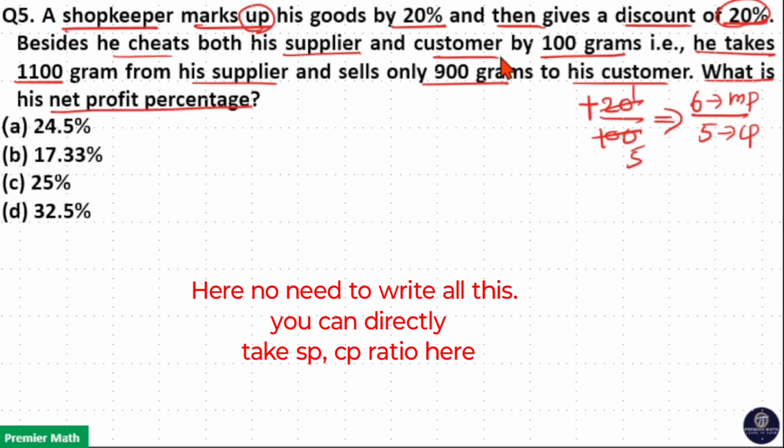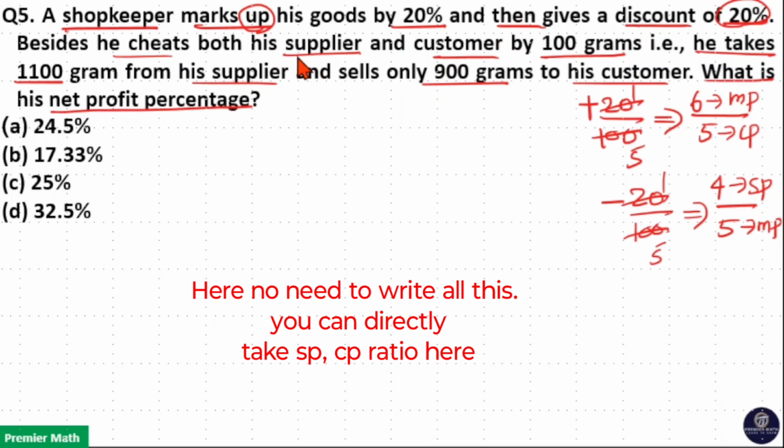That is discount on this price tag. So discount means minus. 20% means 20 by 100. So minus 1 by 5 means if 5 part is the marked price, that is 5 part is the price tag, then he is giving 1 part discount. So 5 minus 1, 4 part is the selling price. That is, if 5 part is the price tag, that is marked price, then 1 part is the discount. So 5 minus 1, 4 part is the selling price.